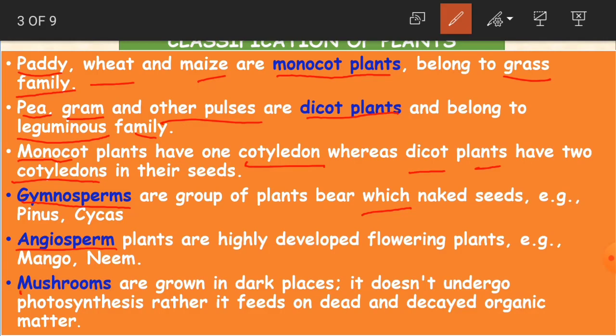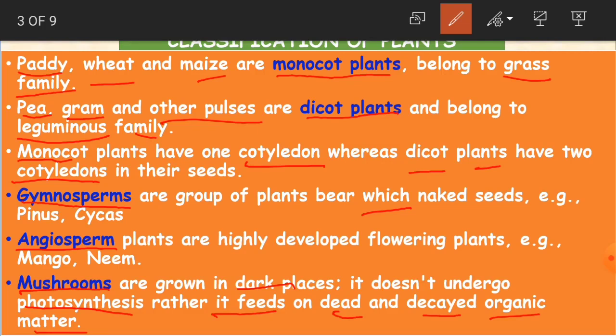Mushrooms are grown in dark places. The other variety of plants are mushrooms. They are grown in dark places. They do not undergo photosynthesis, rather they feed on dead and decayed organic matter. So mushrooms are non-green plants.